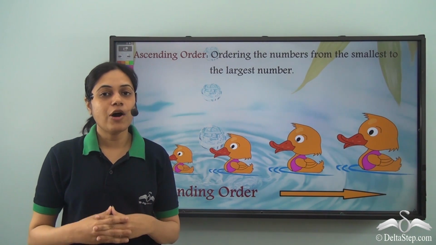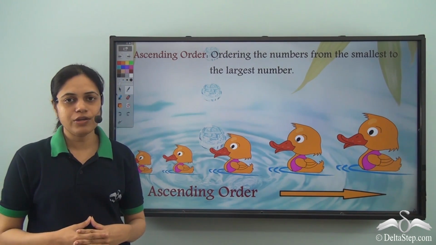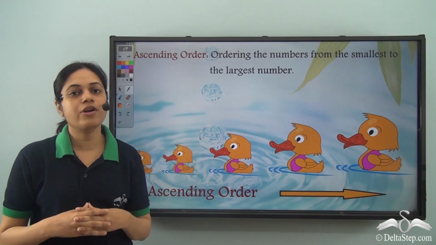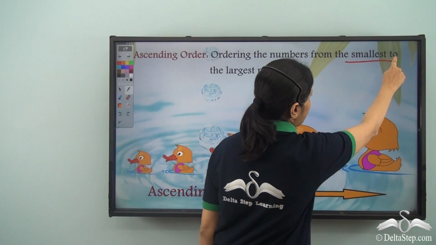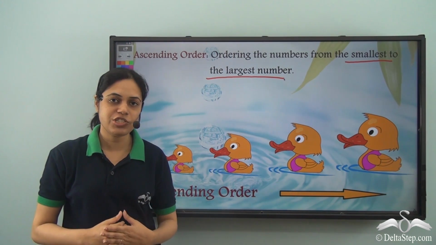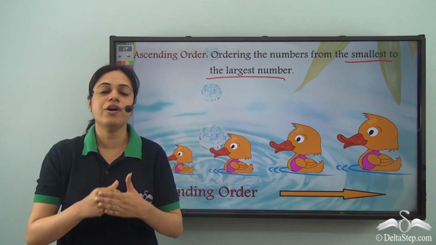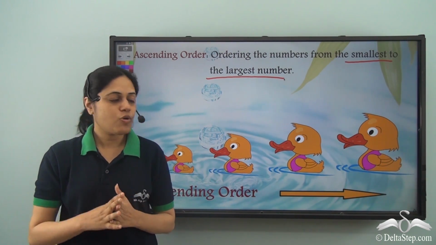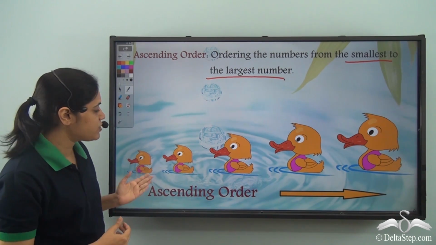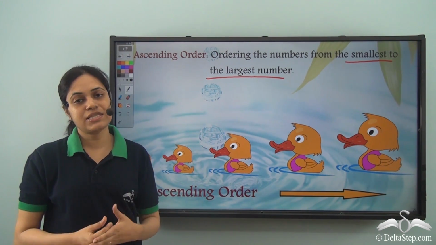We have already learned how to arrange numbers in ascending order. What do we mean by ascending order? When we order the numbers or arrange the numbers from the smallest to the largest number, then we say that the numbers are arranged in ascending order. Now, in our everyday lives, we do need to arrange things in some order. See how beautiful these ducks look when they are arranged from smallest to the largest. And this arrangement is called ascending order.